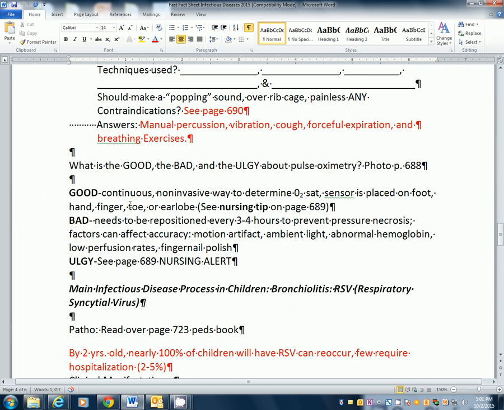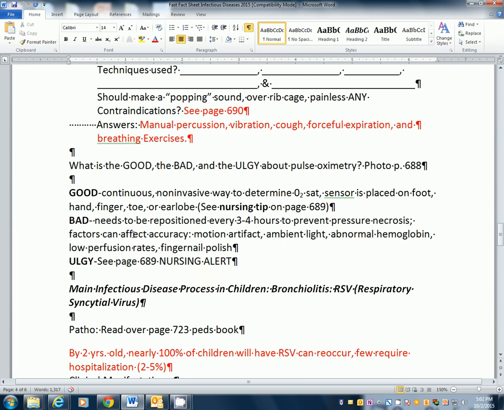The good is that it does give you a continuous, non-invasive way to determine O2 sat. The sensor can be placed on the foot, the hand, the finger, the toe, or the earlobe. And there is a nursing tip on 698 about how to secure that, as well as making sure that your wires are compatible. You can't switch things up. You've got to use what comes with that machine, because you can cause third-degree burns if you use different sensors, and pressure necrosis if it's too tight. So you have to go in and watch and loosen and look under that every so often.